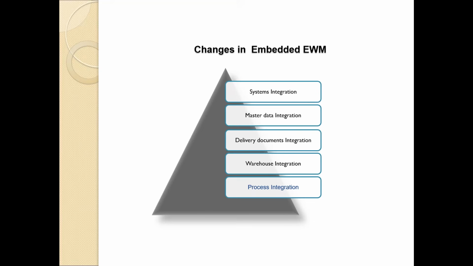The embedded one is always an S4 system where we have both your ERP and your EWM in one instance. But when it comes to a decentralized one, your ERP will be placed in a different instance and EWM will be in a different instance. So this is the systems integration.